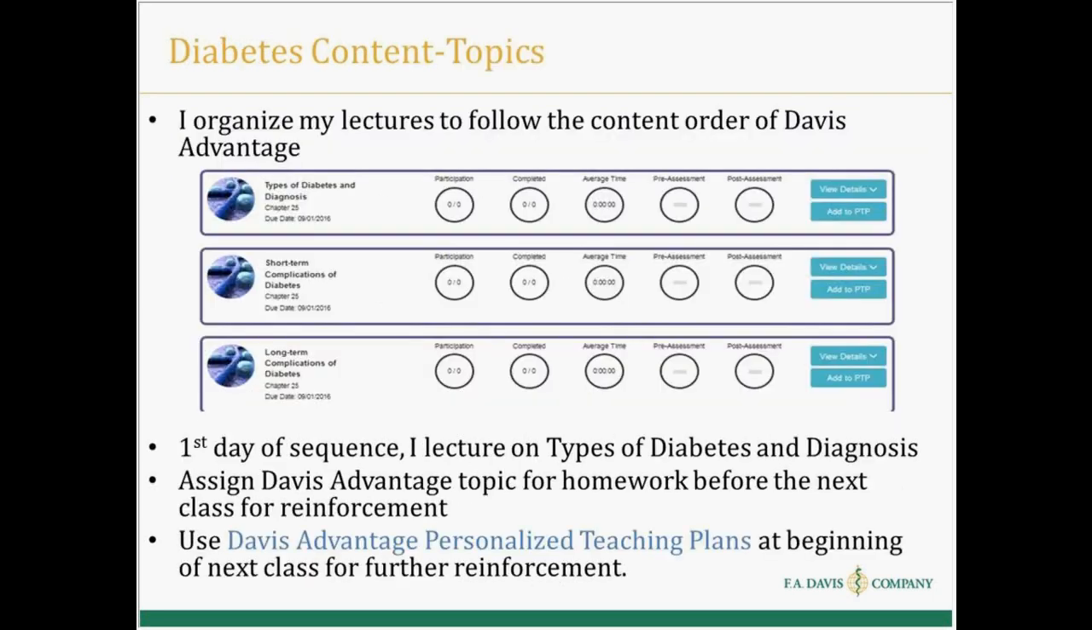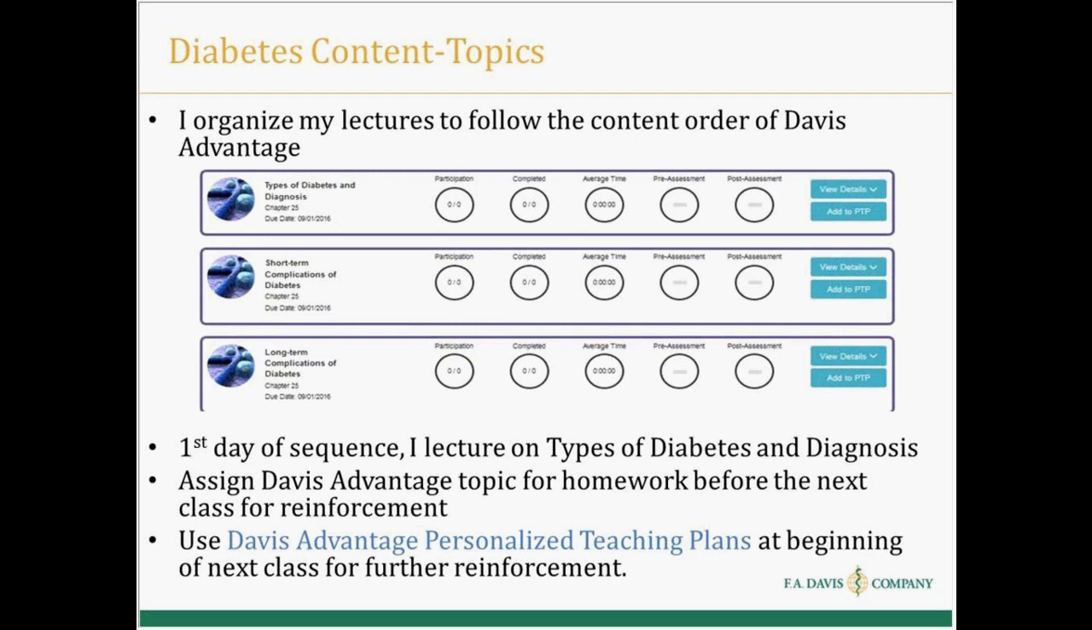First of all, I organize my lectures to follow the content order of Davis Advantage. If you look here, it's organized types of diabetes and diagnosis, and then you go into short-term complications and then long-term complications. And this is what I do. The first day of the sequence of courses that I'm teaching on diabetes, I lecture on types of diabetes and diagnosis. And then I assign the Davis Advantage topic for homework before the next class. So they hear it in lecture, they go and do the Davis Advantage topic where they're seeing a video, completing an activity, and completing a post-test. So they've already seen it twice.